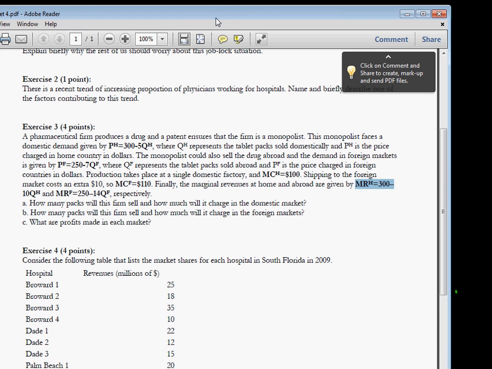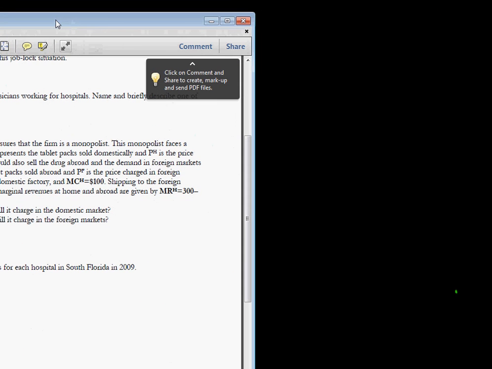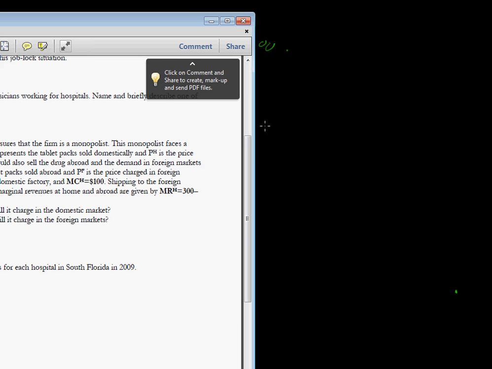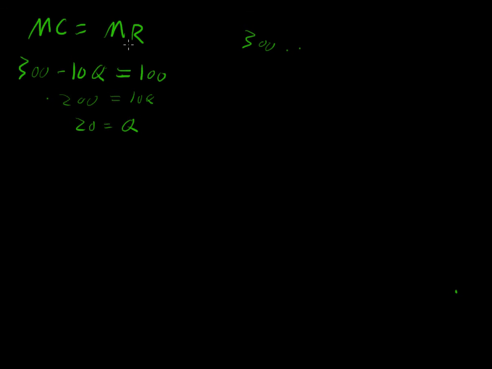Now let's take a step back and think, okay, if we're producing a quantity of 20, how much profit does that give us? First of all, it says the monopolist faces a domestic demand given by this equation: PH equals 300 minus 5QH. So let me write that: 300 minus 5Q, and this is equal to the price that we're going to set.